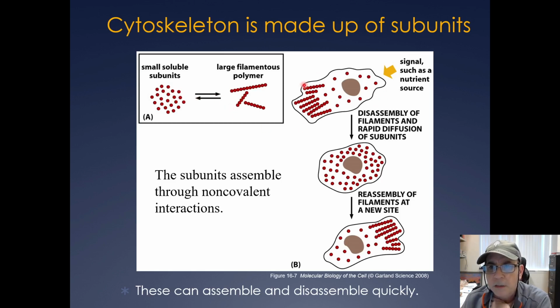So if you have a cell, for example, and all of the cytoskeletal filaments are polarized, so the cell is moving and growing in one direction, the second it receives a signal such as a nutrient source, it can disassemble them rapidly and then reassemble them so the cell can then travel to the nutrient source. All right, so this is just an example of how dynamic they can be.